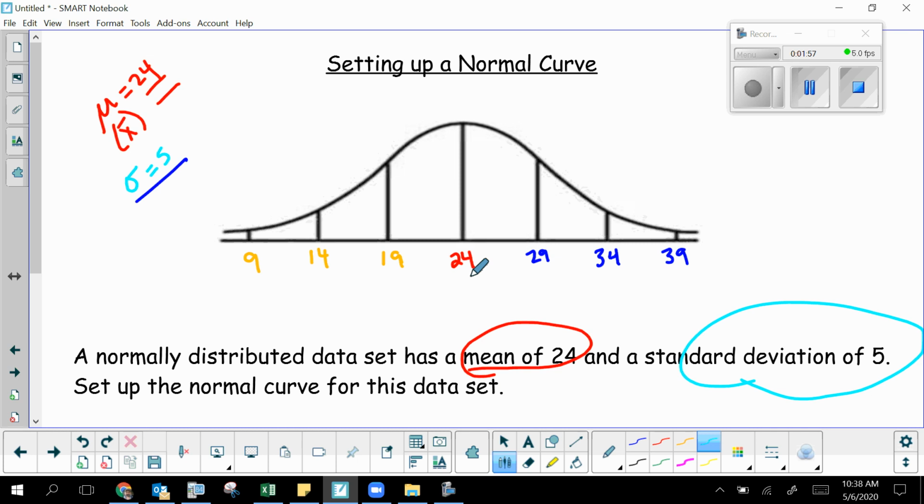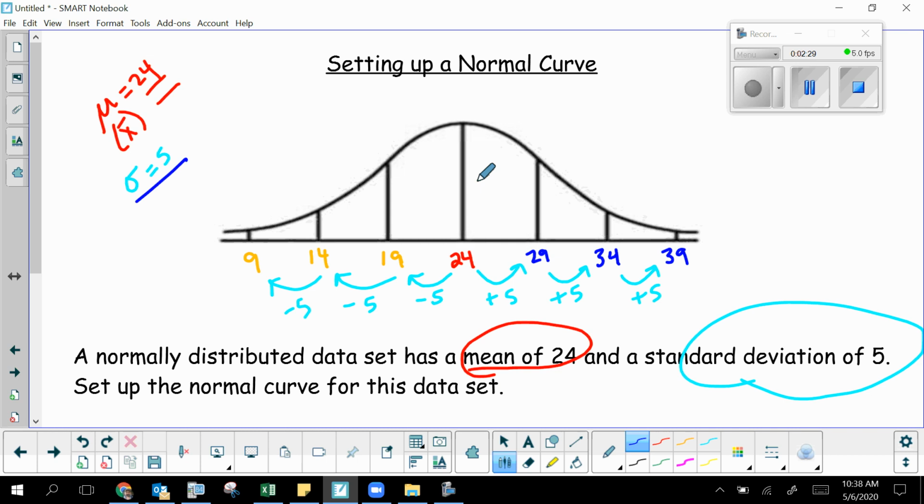Once again, as we're going up, all we need to do is add the standard deviation to each value we have to get the next. In the other direction, we're just subtracting instead of adding. That sets up our normal curve for the empirical rule. After we've got our values, usually they're going to ask us something about either the probability or about the actual values within the set.